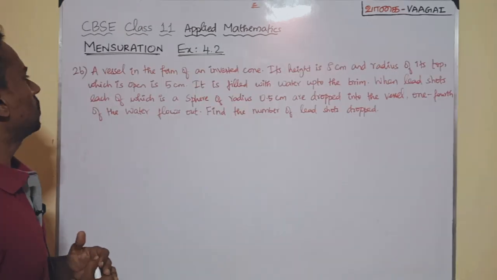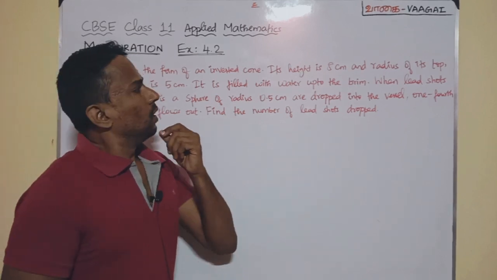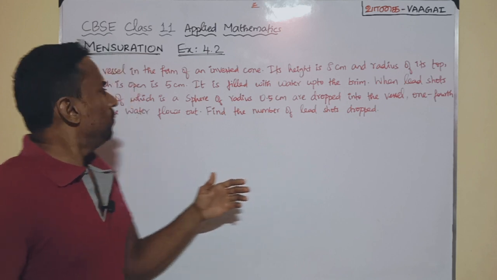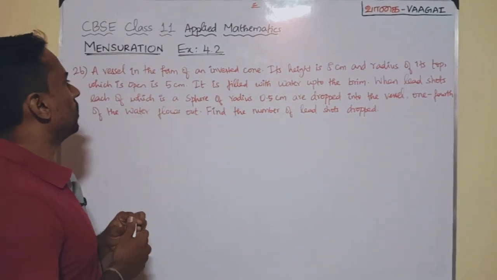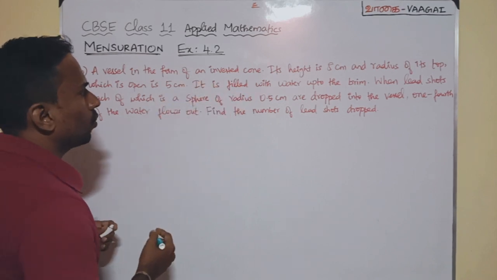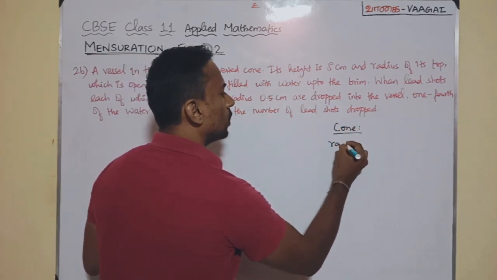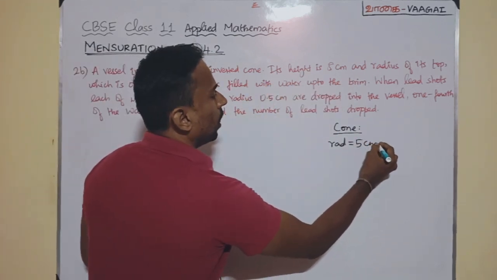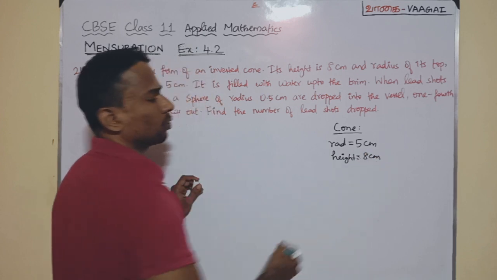But 26, a vessel in the form of an inverted cone, its height is 8 centimeter and the radius of its top, which is open, is 5 centimeter. So for this cone only, they are given the height and also the radius. Okay, so let's take a note of it. So for this cone, the radius is going to be 5 centimeter and the height is going to be 8 centimeter. Okay, you have noted this.